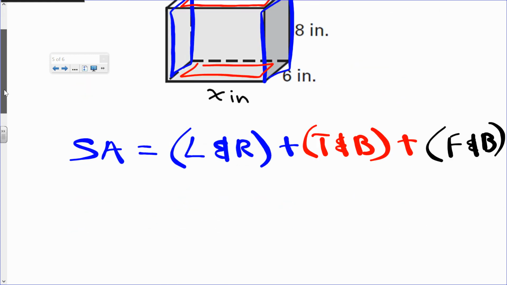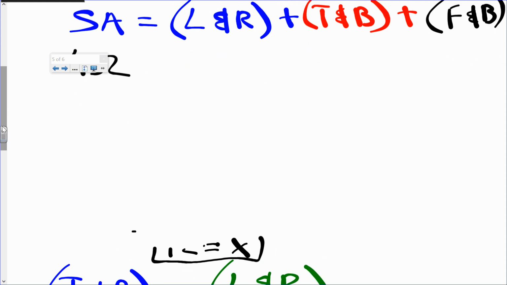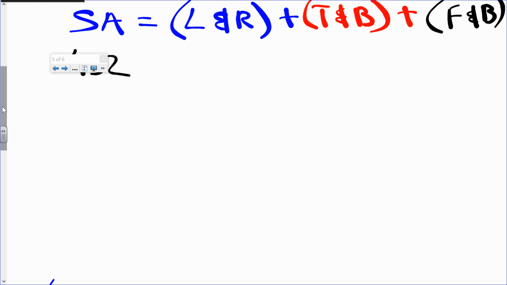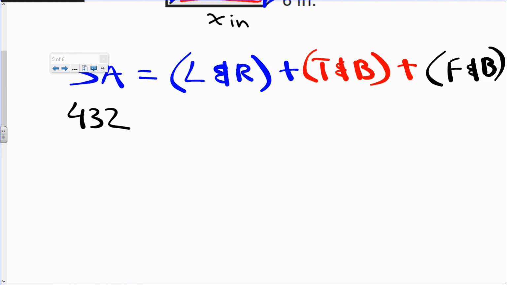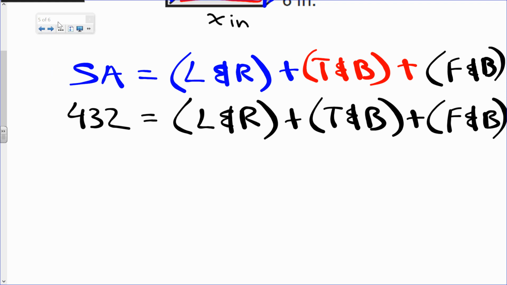Look at SA equals 432. 432 is left and right, top and bottom, front and back. Should have kept it the same colors, but you get the idea. So since they threw the surface area at us, I'm replacing surface area with what it is.